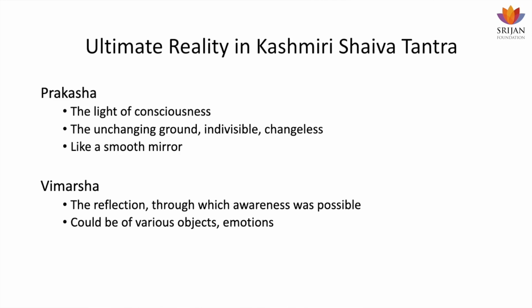He described the ultimate reality, which of course was pure consciousness. He says one component of that ultimate reality was prakasha, the light of consciousness. It was unchanging, indivisible, changeless, and he says it's like a smooth mirror. The other component is vimarsha, which is basically a reflection, and he says through the vimarsha you become aware of what is out there. The vimarsha could be of various objects, or of emotions.